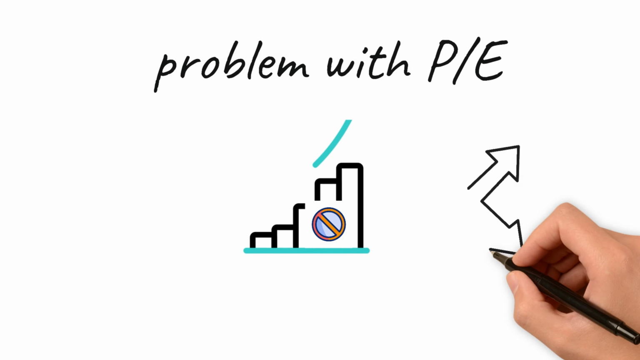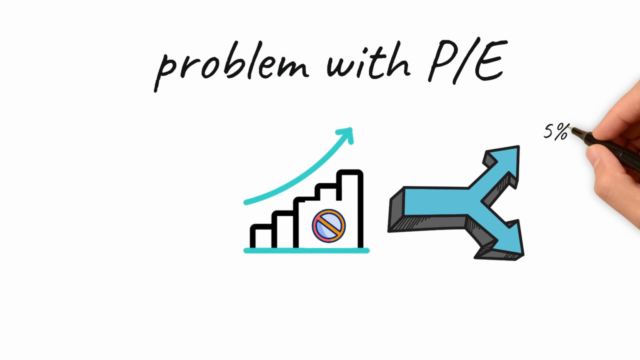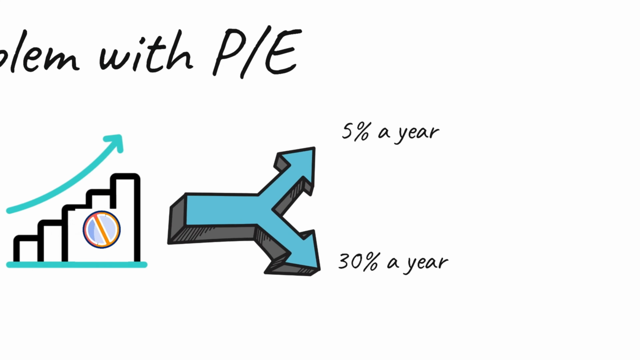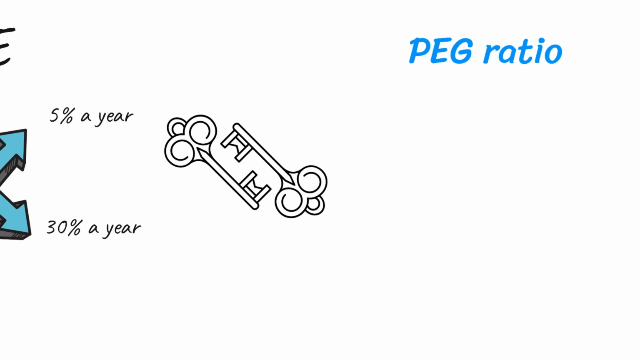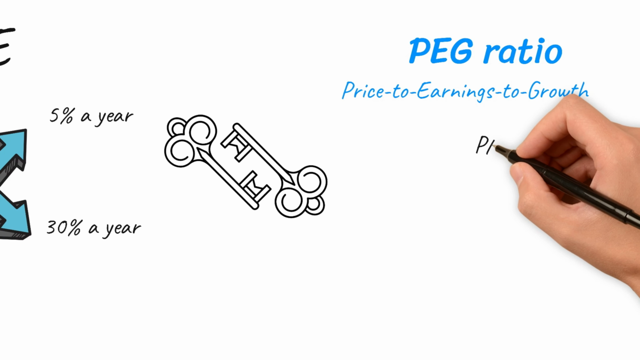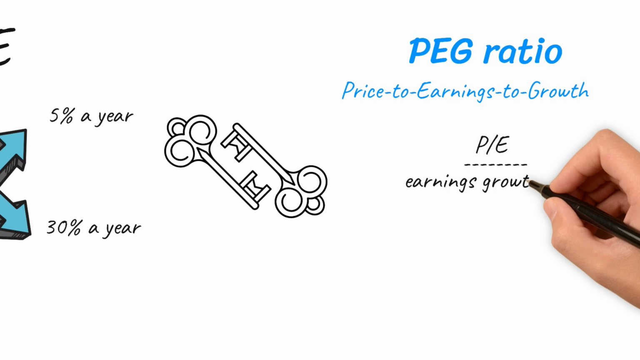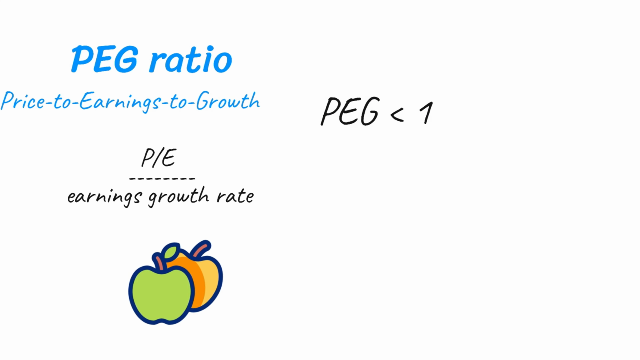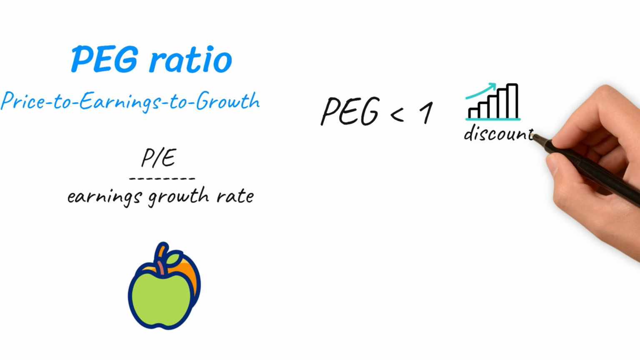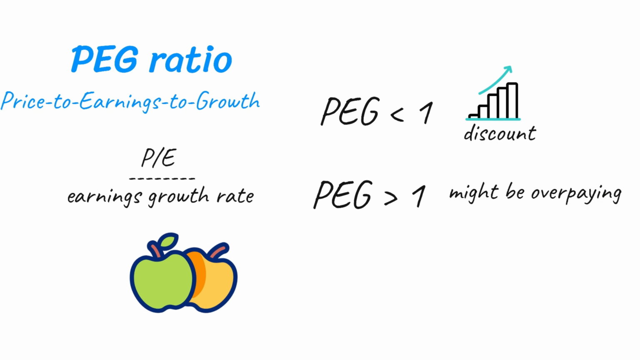The problem with PE is that it completely ignores growth. You could be comparing a company growing at 5% a year with one growing at 30% a year, and PE treats them identically. That's where the PEG ratio comes in, price to earnings to growth. Take the PE divided by the earnings growth rate. Now you're comparing apples to apples. A PEG below 1 generally means you're getting growth at a discount. Above 1 suggests you might be overpaying for that growth.